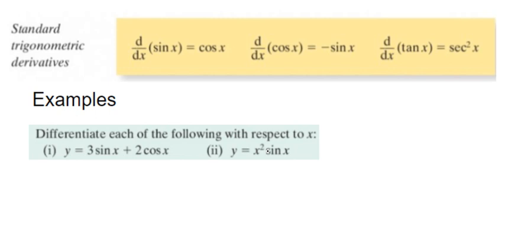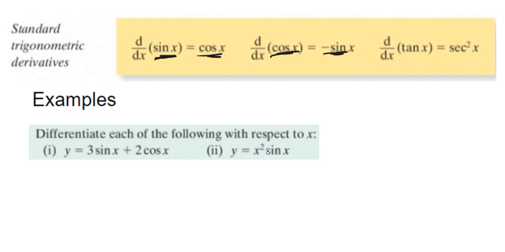So the three basic ones are, the differential of sin is always cos. So anytime you're going to differentiate sin of something, you'll change it to cos. Anytime you differentiate cos, you're going to change it to minus sin. So the minus is important to remember.